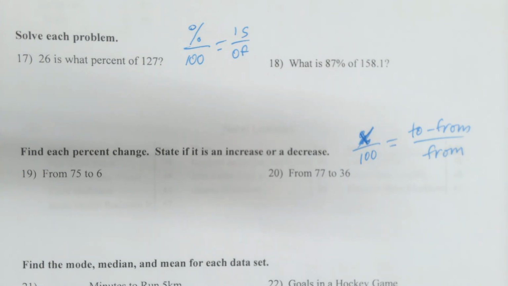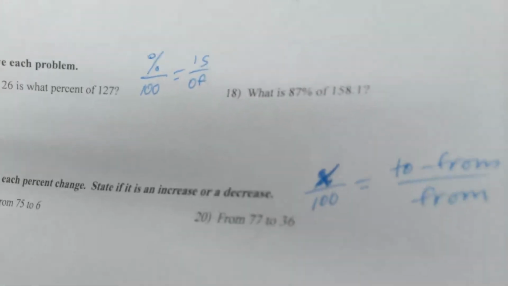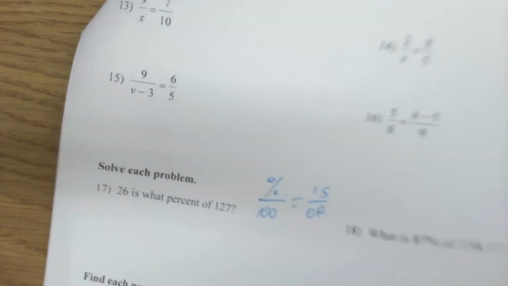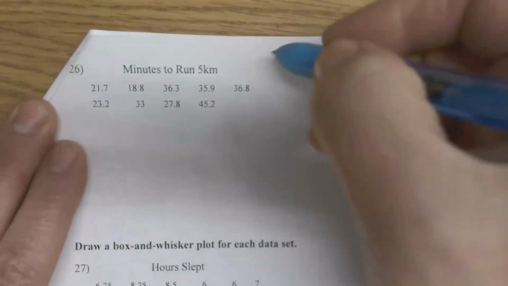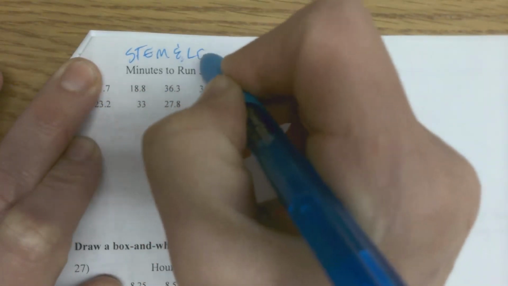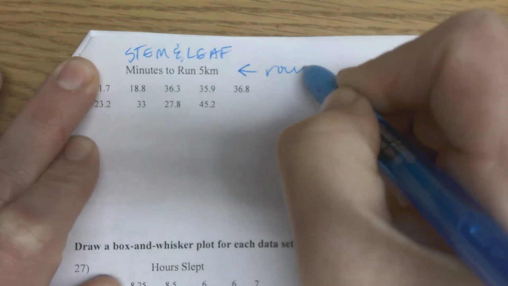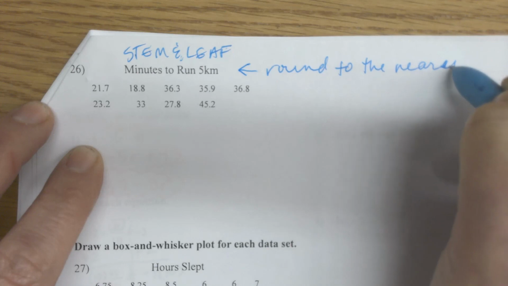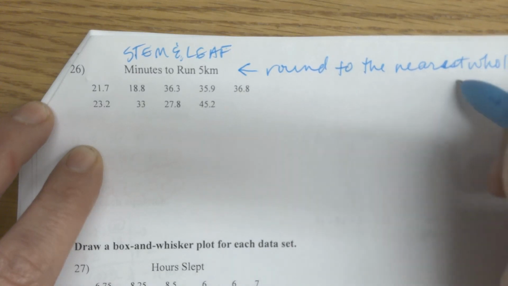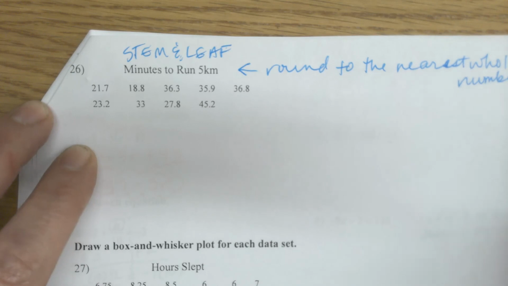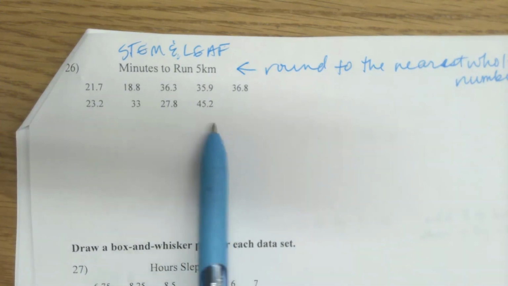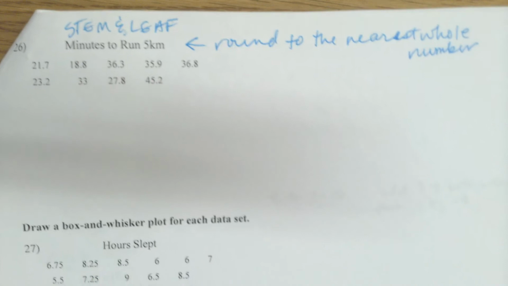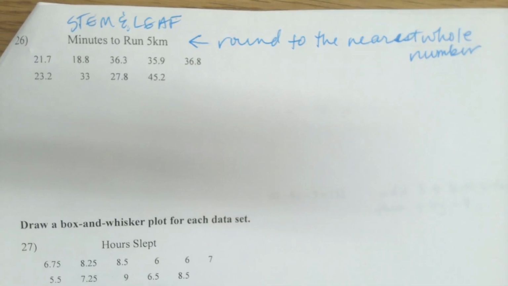The only thing that I do want to add is for your stem and leaf plot, the second one, on page 4, problem number 26. To make this a stem and leaf plot, you need to round to the nearest whole number to complete this. That's the only one that needs to be rounded. All the rest of them can be done without rounding, but number 26, round to the nearest whole number.